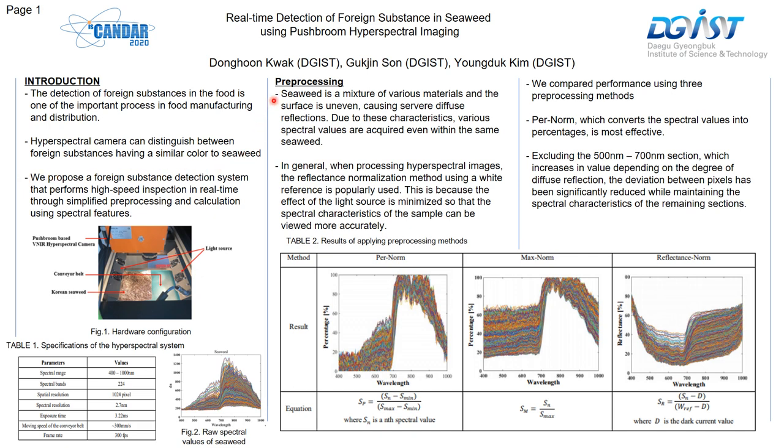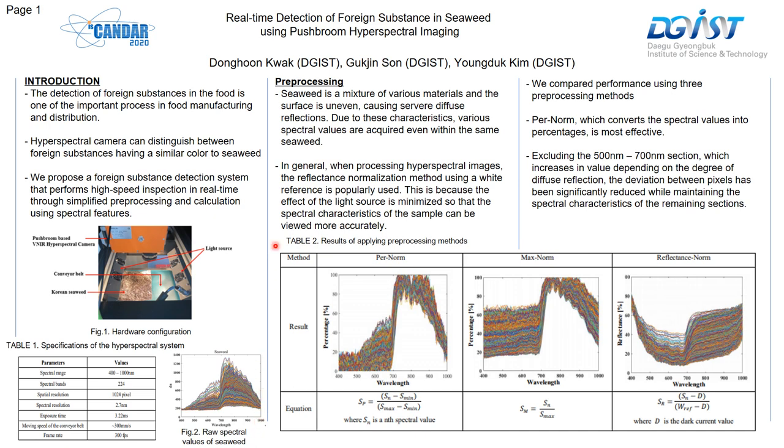Seaweed is a mixture of various materials, and the surface is uneven, causing severe diffuse reflections. Due to these characteristics, various spectral values are acquired even within the same seaweed. And you can see 80,000 pixels of seaweed spectral values in figure 2.